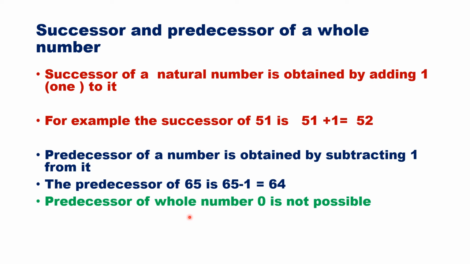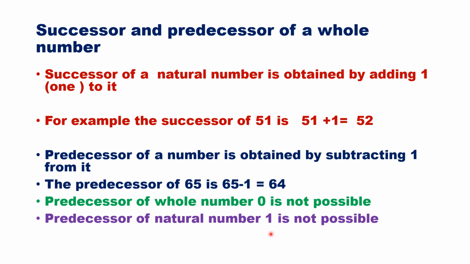The predecessor of the whole number 0 is not possible because if we subtract 1 from 0, we will not get a whole number, because that is the smallest one, no? From the smallest one we cannot subtract. So the predecessor of whole number 0 is not possible. So the predecessor of which natural number is not possible? The predecessor of natural number 1 is not possible because 1 is the smallest.